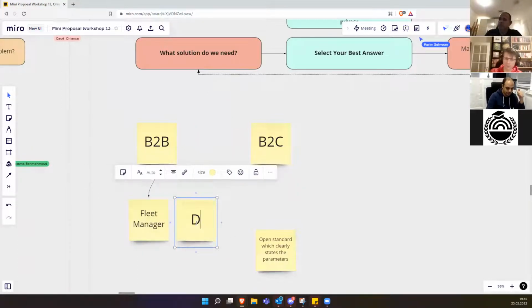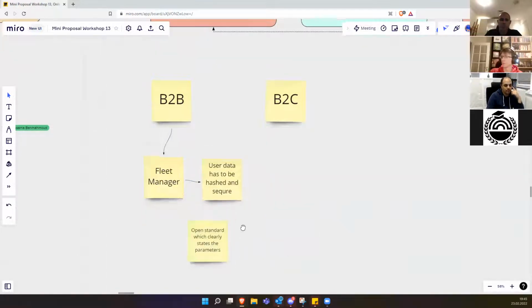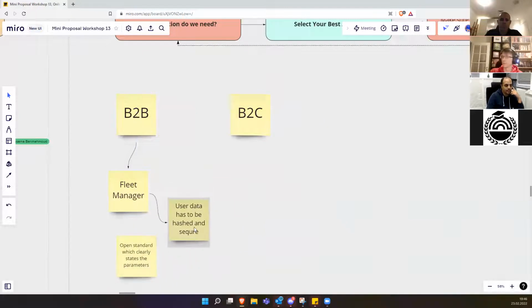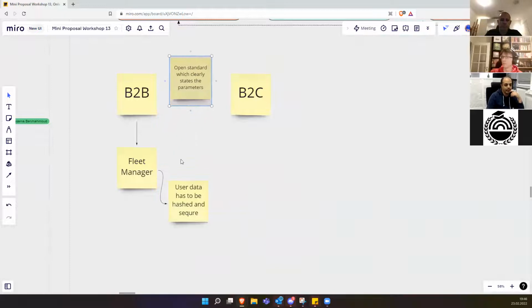This is about privacy. So the fleet manager can manage the driver, can see the data, but just what he needs. And this data is not available for other persons. This is about privacy. For security, yes, the data of the vehicle cannot be hacked.